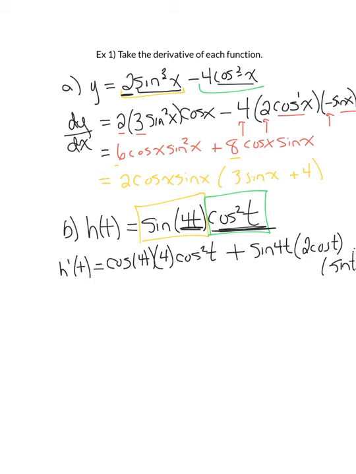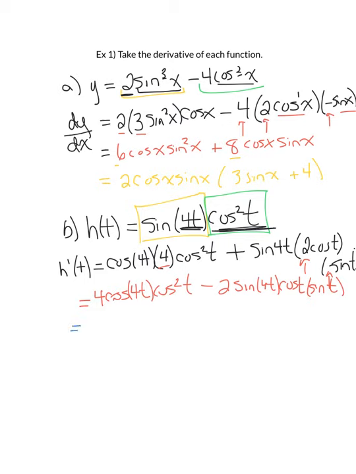And I'm going to go ahead and tidy this up. And I'm going to be getting a 4 cos of 4t cos squared t. I've got a 2 and a negative, so a minus 2 sine of 4t cos of t sine of t.